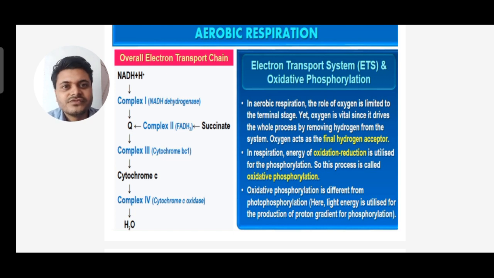So what is oxidative phosphorylation? In respiration, the energy of oxidation and reduction is utilized for phosphorylation. This process is called oxidative phosphorylation. Oxidative phosphorylation is different from photophosphorylation. Here light energy is utilized for the production of a proton gradient for phosphorylation.